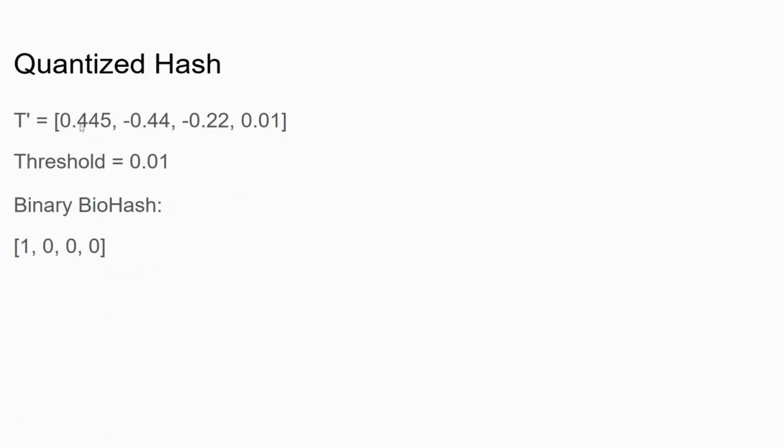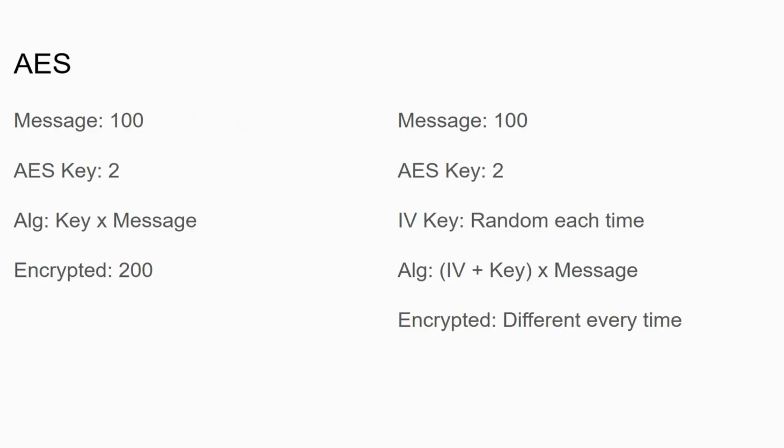The first number is 0.445, which is greater than threshold, thus it's number 1. Our second number is negative 0.44. This is less than threshold, thus it's 0. So that's essentially how it works. In actual code, what we do is we take the template, we get the median of all the numbers, and that would be our threshold, because that makes it a lot more accurate and it has some uniformity to it.